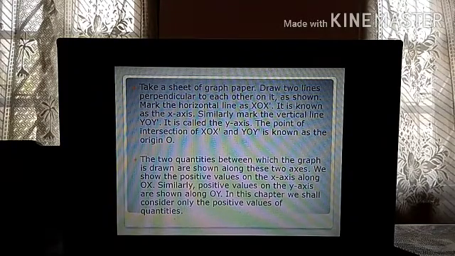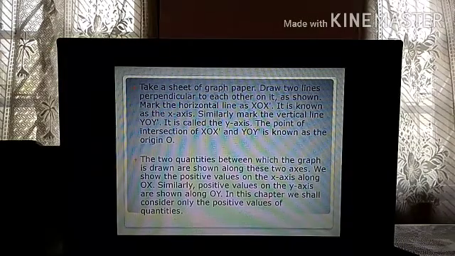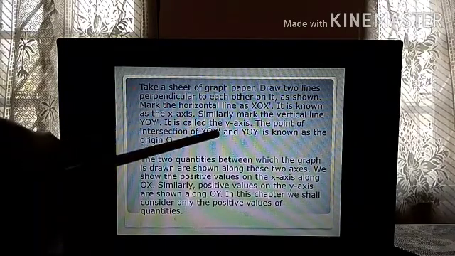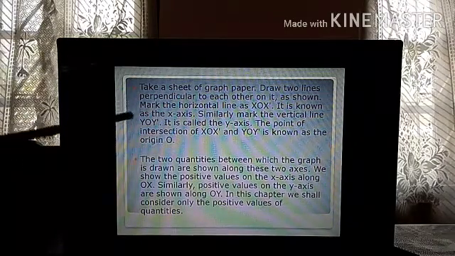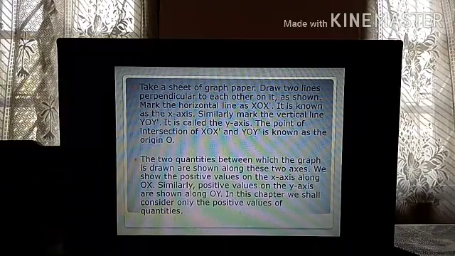I think you had already studied in your mathematics class how to draw the graph, but still I'll tell you some extra things. So let's get started. Take a sheet of graph paper and draw two lines perpendicular to each other on it as shown. Perpendicular means 90 degrees, isn't it? Mark the horizontal line as XOX', known as the x-axis. Mark the vertical line as YOY', known as the y-axis. The point of intersection of XOX' and YOY' is known as the origin O.